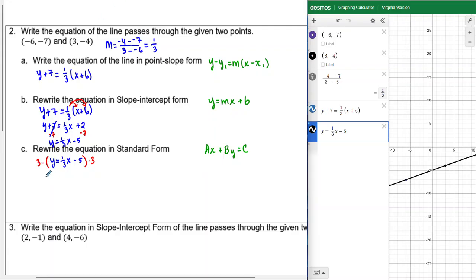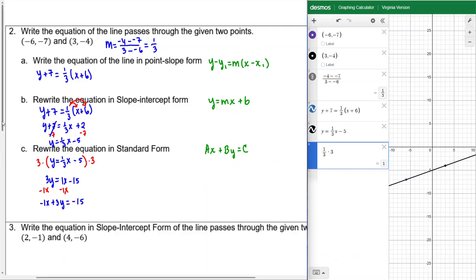So 3 times y is 3y equals 1/3 times 3 is just 1. So that's going to be 1x. And then -5 times 3 is -15. Now we're going to move the x term over. So I'm going to do minus 1x on both sides of the equal sign. They're not like terms. So I'm just going to list this down. So -1x plus 3y equals -15.